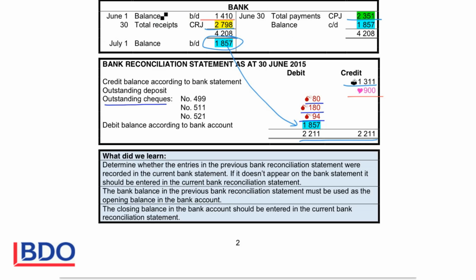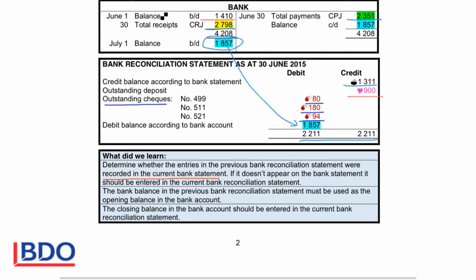What did we learn? Determine whether the entries in the previous bank reconciliation statement were recorded in the current bank statement. The entries that we showed in the previous bank reconciliation statement were all the entries that the bank still has to complete. If it appears in the current bank statement, they've only done what we said they still have to do.